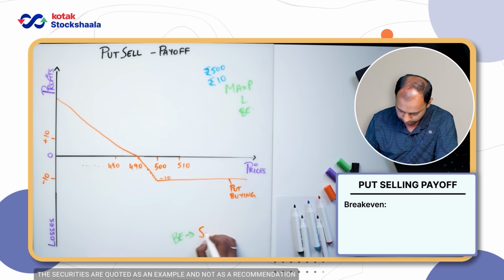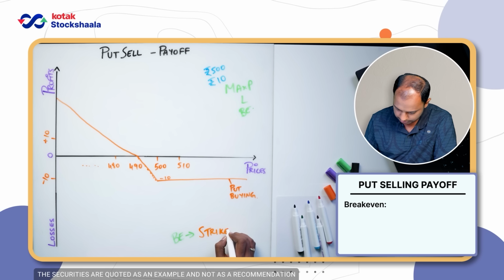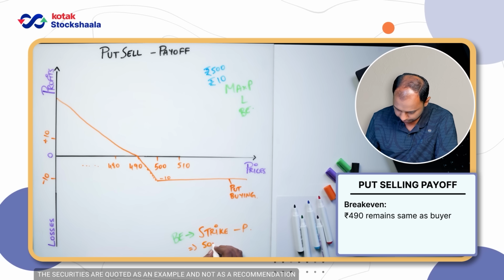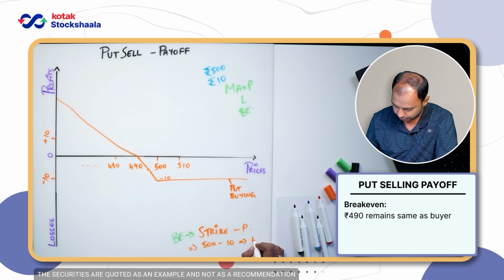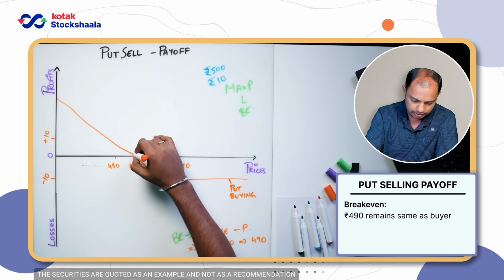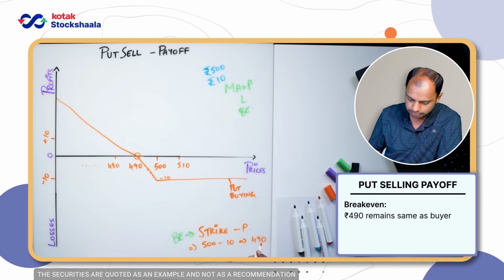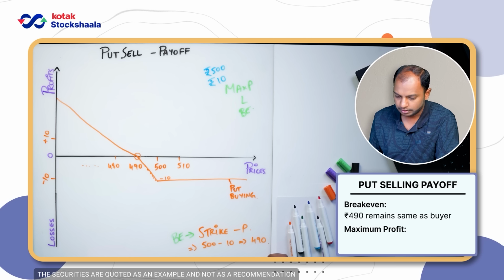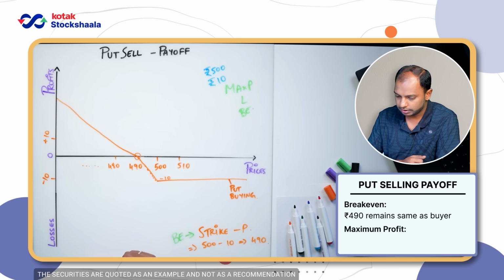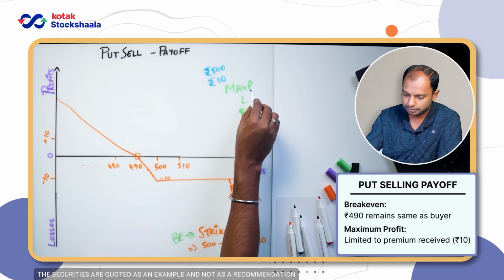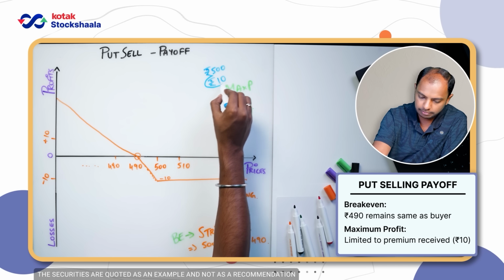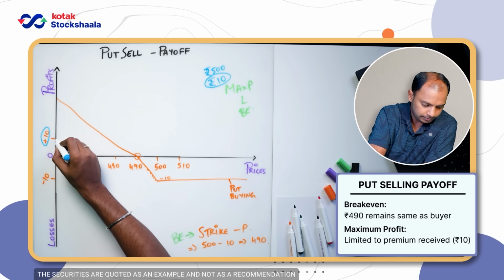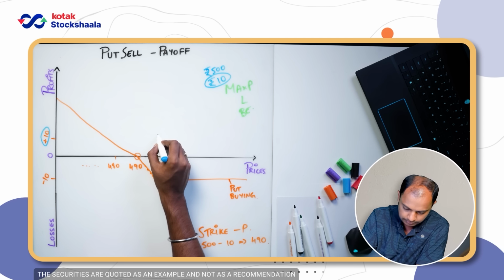That is nothing but again our strike price minus premium, that is going to be the same as for buying, 500 minus 10, that is going to be 490. So we already know that this specific point here is the break-even for both buyer as well as seller. Now let's understand the maximum profit potential, because that is the easier metric for a seller. The maximum profit potential for a seller is to the extent of the premium that is received, that is rupees 10. So here we have marked plus 10. So let's mark that.